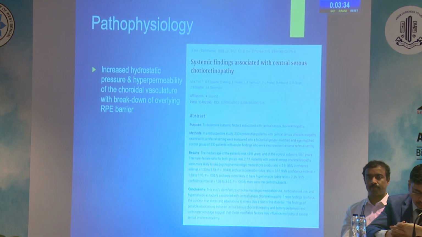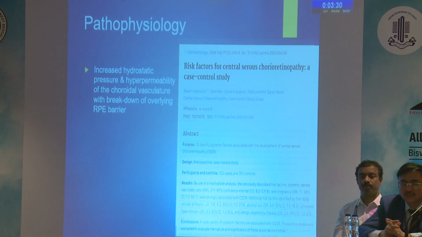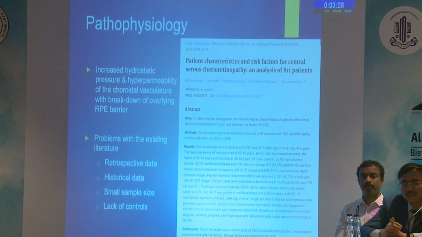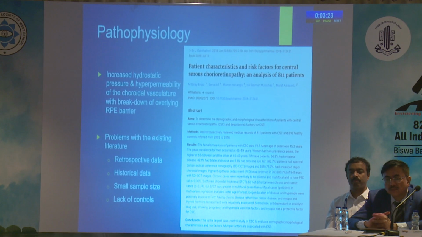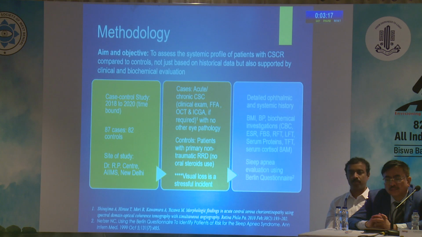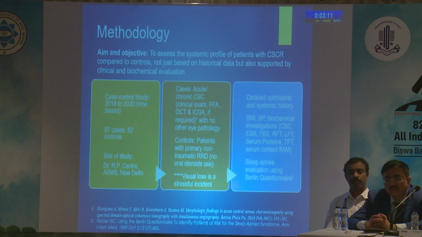Now, various studies have been done in the past to evaluate the systemic risk factors for CSCR, but the lacunae in these studies is that the majority are retrospective in nature, depending on historical data, or they have smaller sample sizes and lack case controls. So we took up a study with the aim and objective of assessing the systemic profile of patients with CSCR compared to controls, not just based on historical data, but also supported by clinical and biochemical evaluation.